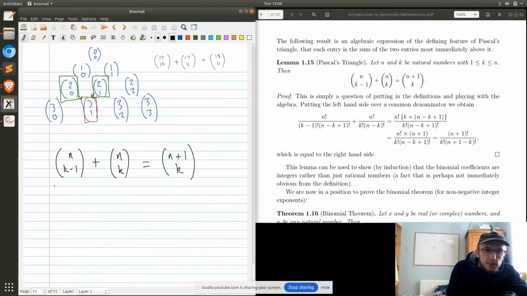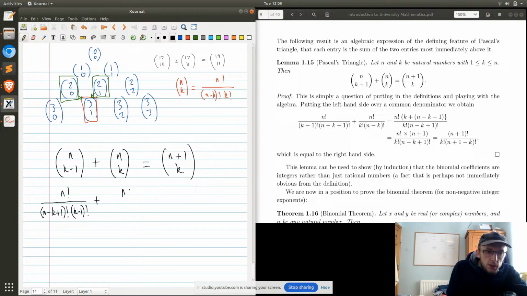Prove it, prove it. Okay, definition of the choice function. How does it go again? Okay, we'll do it in red. n factorial over n minus k factorial times k factorial. Just put things in just like this. Okay, so over here it should be n take away this, which is n take k plus 1 factorial, and then it should be this factorial. There.